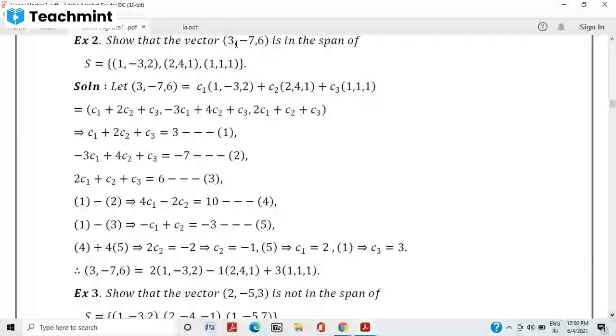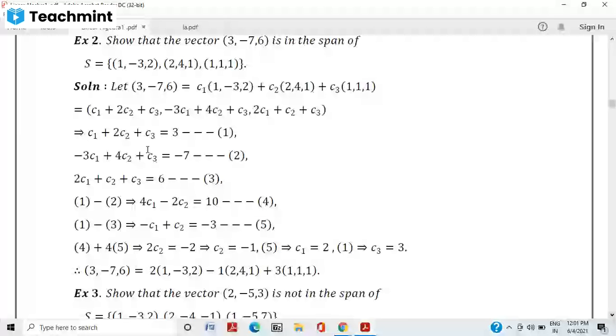First one, how we are taking (3, -7, 6) equal to C1 (1, -3, 2) plus C2 (2, 4, 1) plus C3 (1, 1, 1). Then you should know how to add it first of all. How are we adding? First element: C1 plus 2C2 plus C3. The next is minus 3C1 plus 4C2 plus C3. Third element: 2C1 plus C2 plus C3. Then we get three equations.